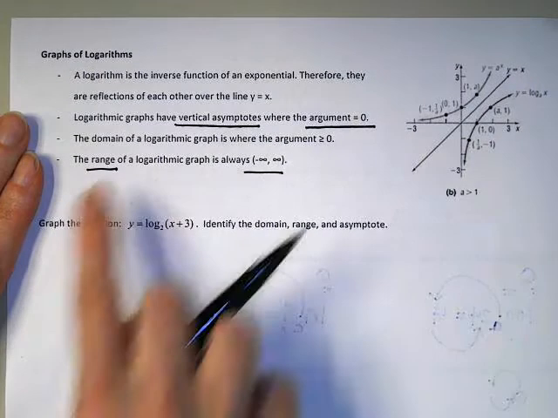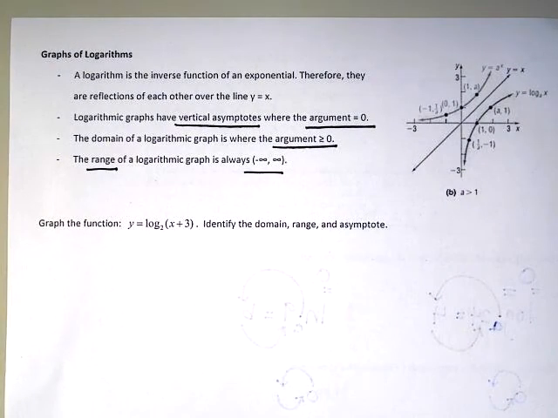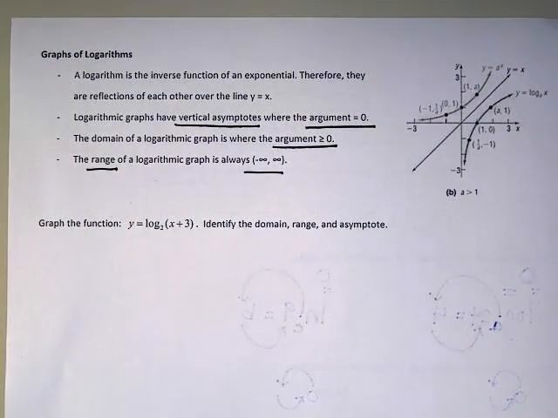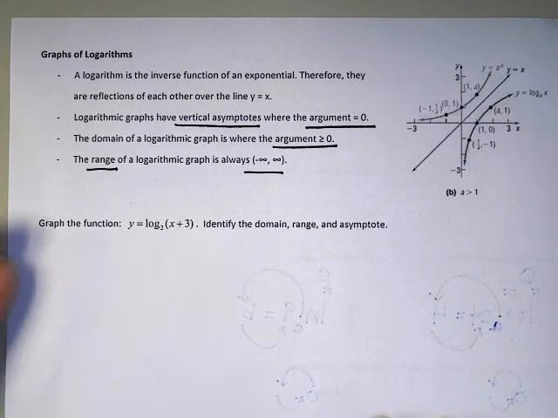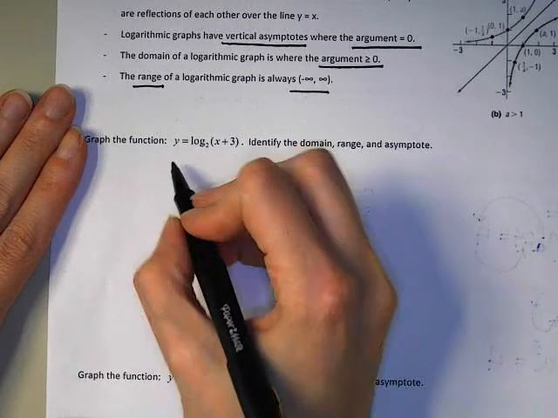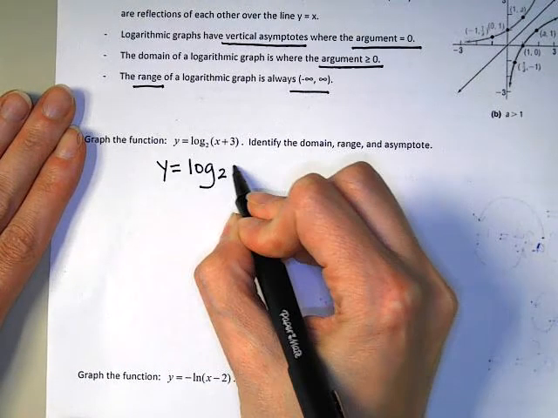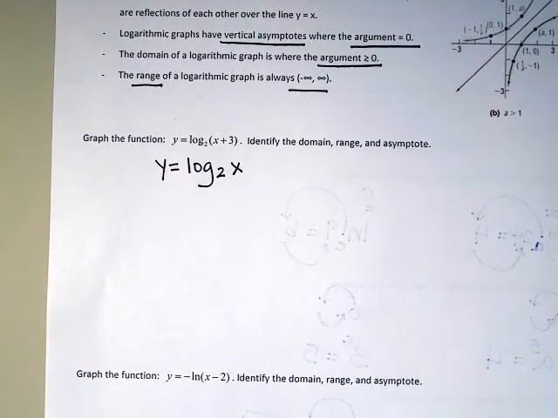And then the domain of a log, you just have to set the argument greater than or equal to 0. Okay, let's try one. So here's what I do for these. I start by writing it as its function without the transformations. So y equals log base 2 of x. Pretend there was no transformation.